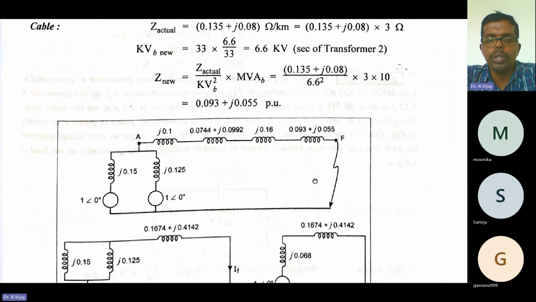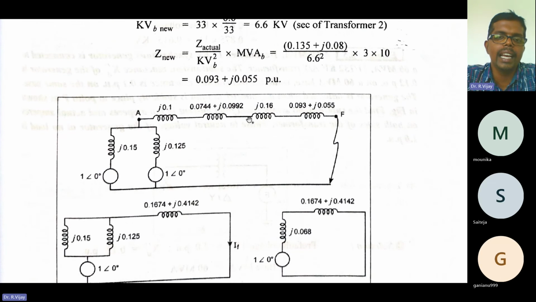Next, what we need to do is further simplify. Impedances connected in series, you need to add all of them. Just take your scientific calculator and add all these things. You will get the answer like 0.1674 plus J into 0.4142. Tell in the comments whether you also got the same answer, or whether you are getting a different answer, so that we can verify easily.